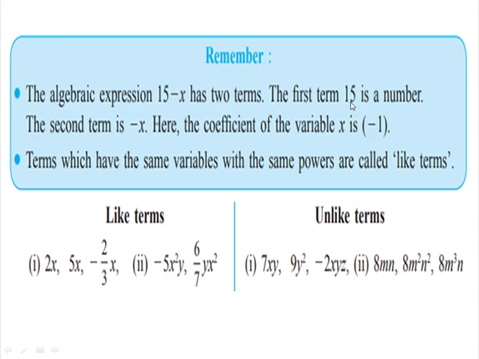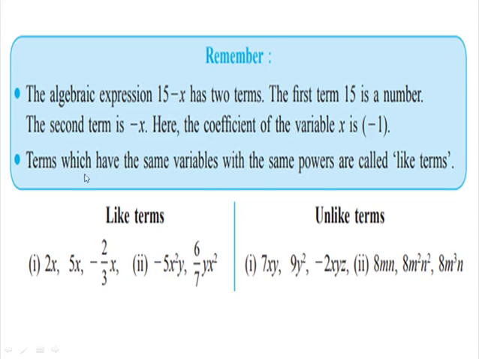So, here the first term 15 is a number, whereas the second term is negative x. Here the coefficient of the variable x is negative 1. Here it is minus x. Minus x is minus 1 multiplied by x. Hence, we say the coefficient of x is minus 1.